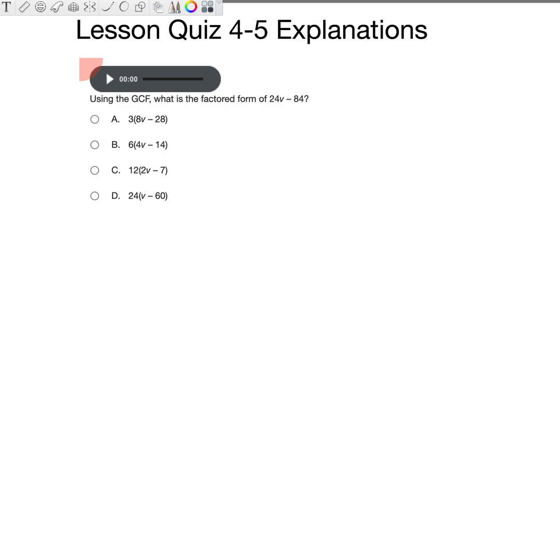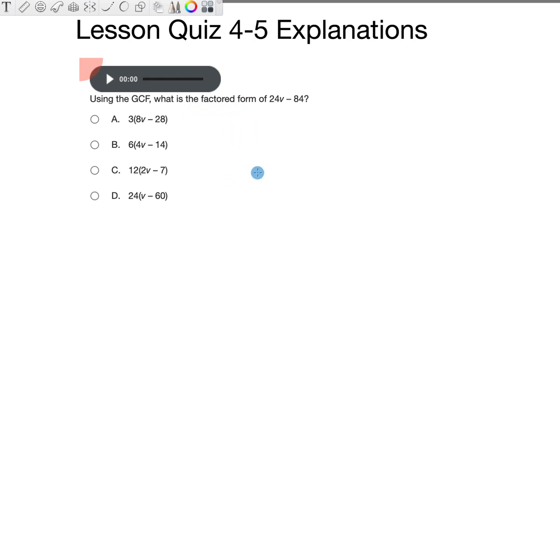To the lesson quiz 4-5 explanations. I'm going to go through the 5 problems on the lesson quiz for 4-5 and try to explain them. So if you messed up something, you can understand why you made that mistake and then maybe not make that mistake on future problems. So in this lesson, we are writing the factored form and we are factoring the greatest common factor.